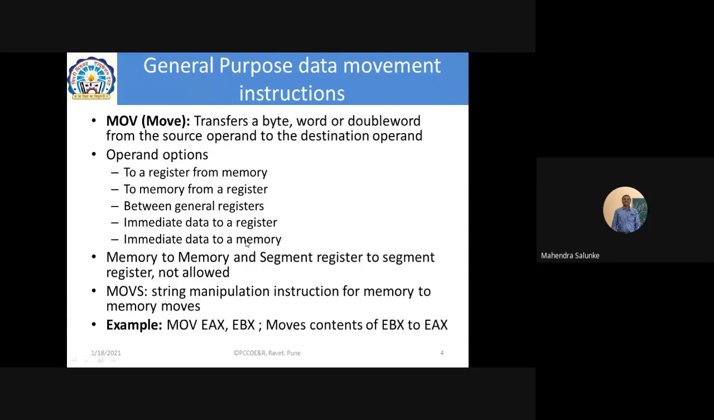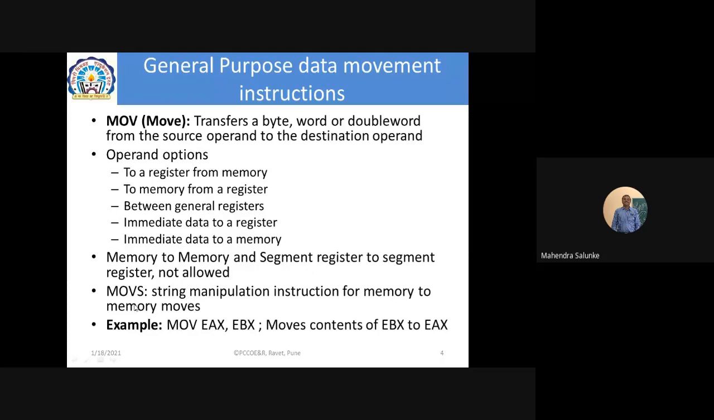Now which is not allowed? In this point it is mentioned memory to memory move is not possible. What it means? Memory to memory means from one memory location I cannot move data to the other memory location using this move instruction. There are other options we have, but here with normal MOV instruction it is not possible. Now other restriction is segment register to segment register. We cannot move the data from one segment register to another. So these combinations are not possible.